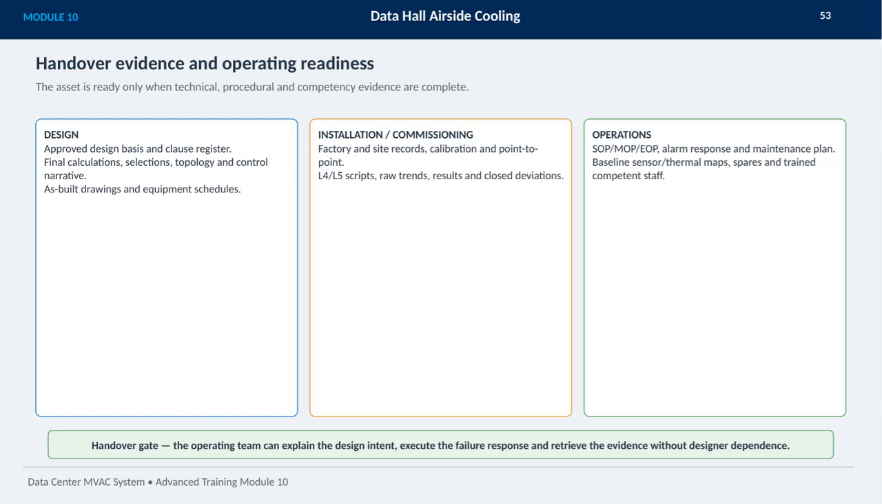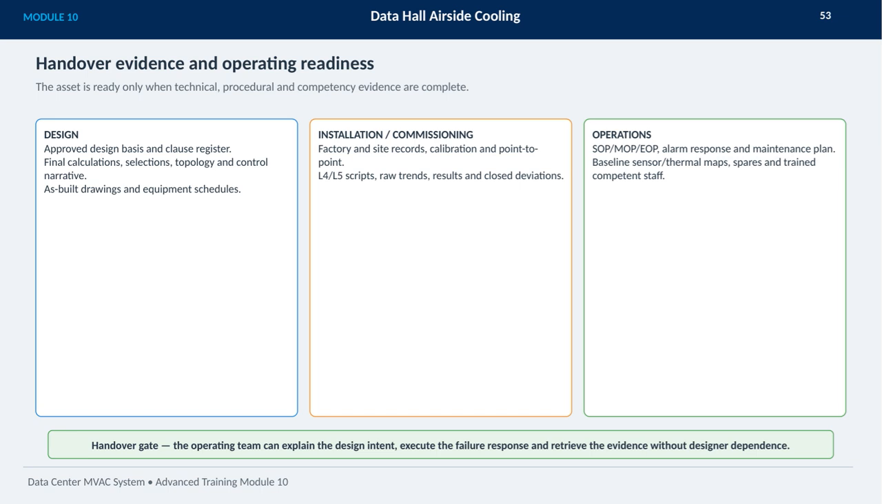Now, let's focus on handover evidence and operating readiness for the Data Hall Airside Cooling System. The asset is considered ready only when all technical, procedural, and competency evidence is fully completed. Starting with design, this includes having an approved design basis and clause register, finalized calculations, selections, topology, and a clear control narrative, along with as-built drawings and equipment schedules.